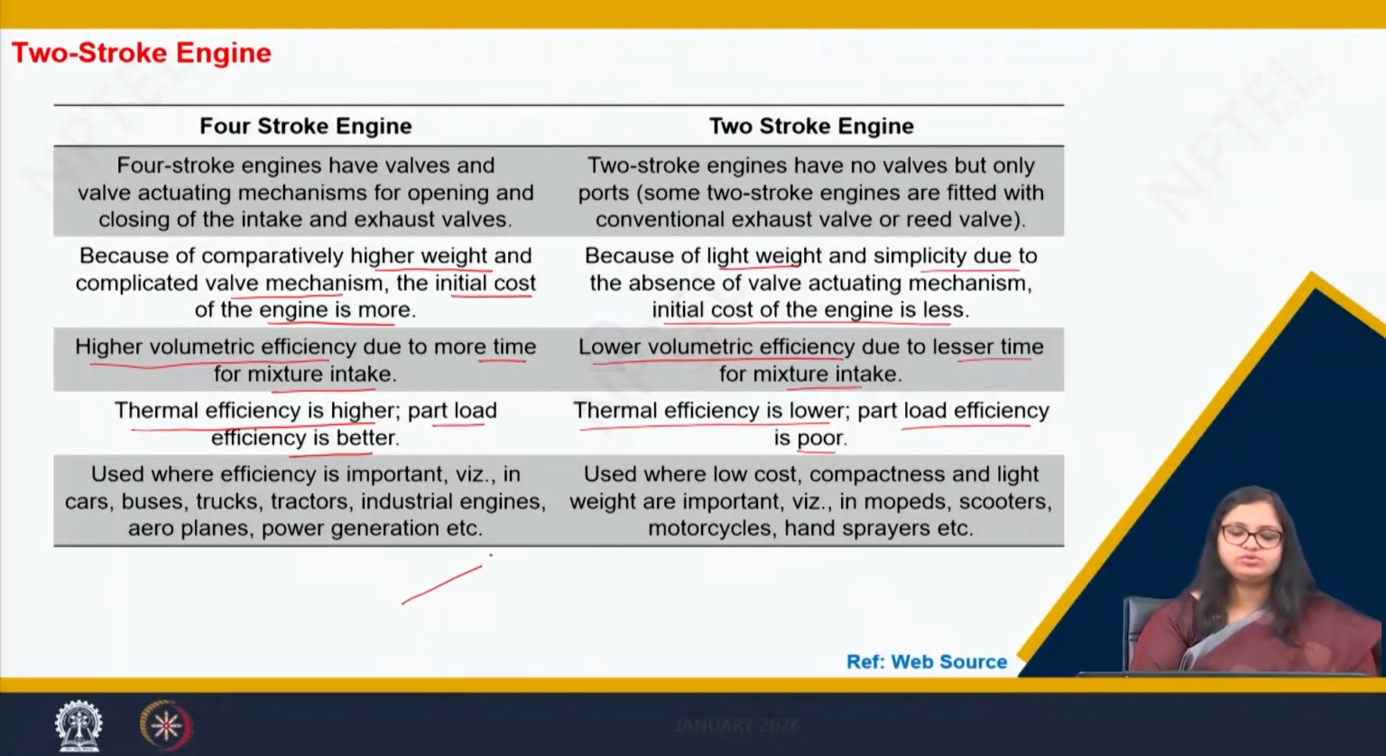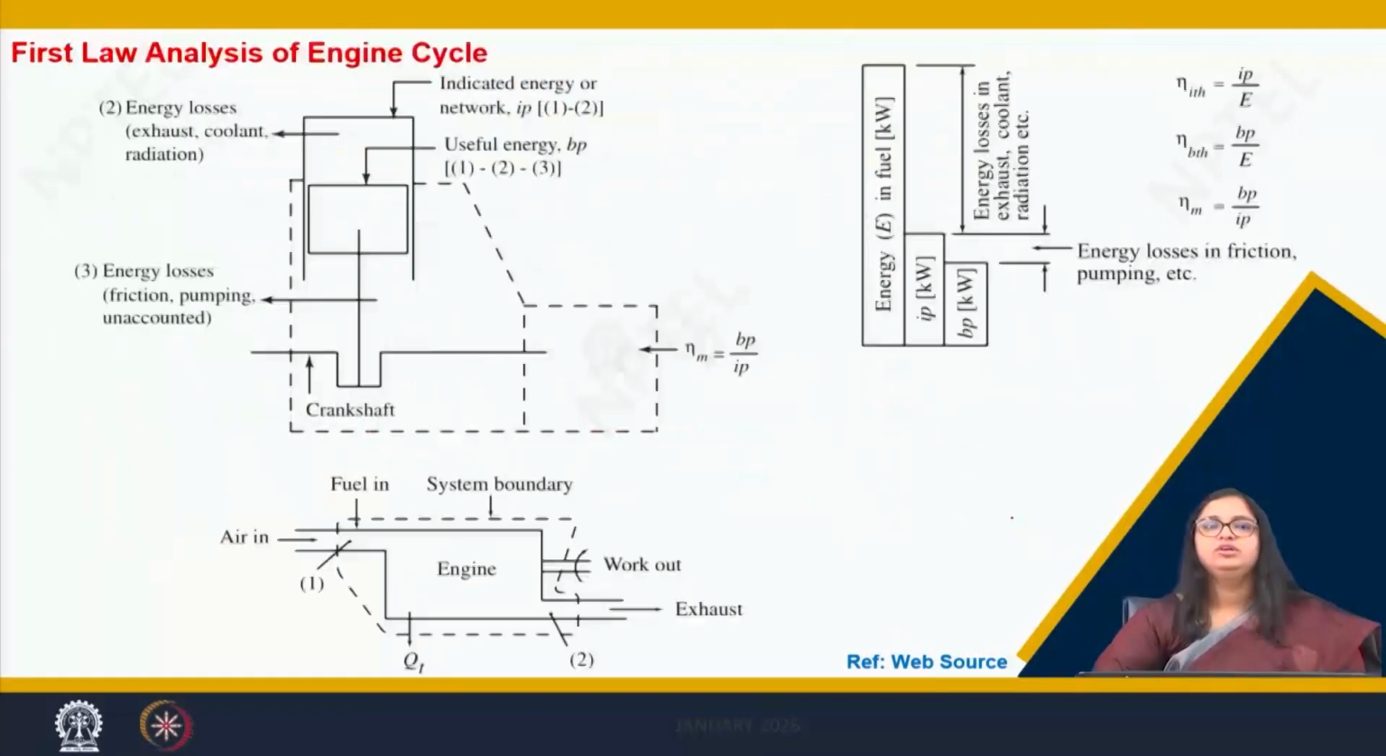We see the 4-stroke engines in cars, buses, trucks, tractors, industrial engines, aeroplanes and so on. However, the 2-stroke engine, because of its low cost, compactness and light weight, is seen in mopeds, scooters, motorcycles, etc. So with this we end the theory part.